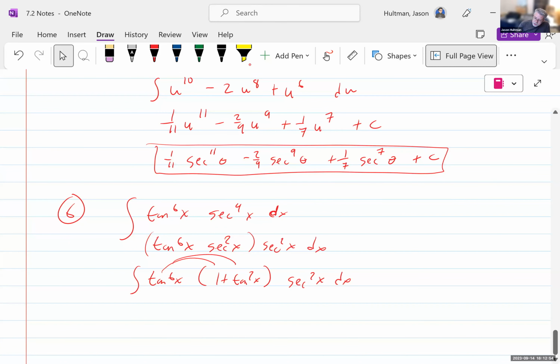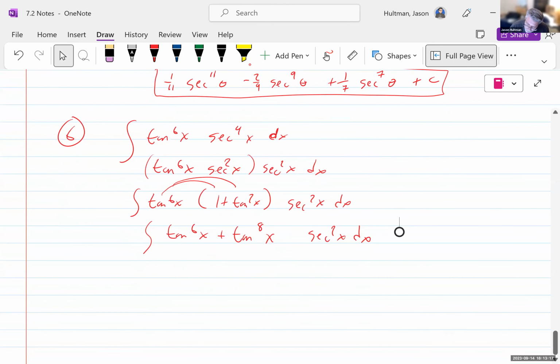Okay, distribute tangent to the 6x. That's tangent to the 6th power x plus tangent to the 8th power x, times secant squared x dx. Okay, and so again, this is a pretty easy du substitution. I have my du here. The u is tangent x. The du is secant squared x dx.